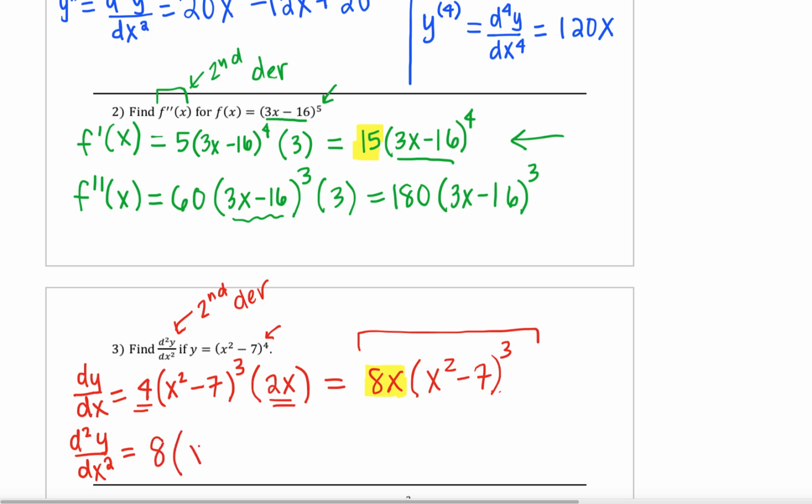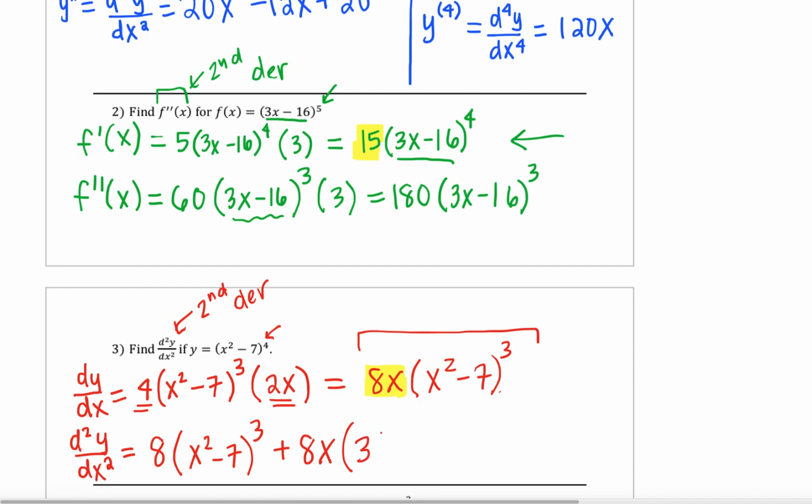I keep the other function the same, so I'm going to rewrite the (x squared minus 7) cubed, plus I now keep that first function the same, so 8x would stay the same, times I now need to differentiate the second function. To take the derivative of the second function, we will need a chain rule.